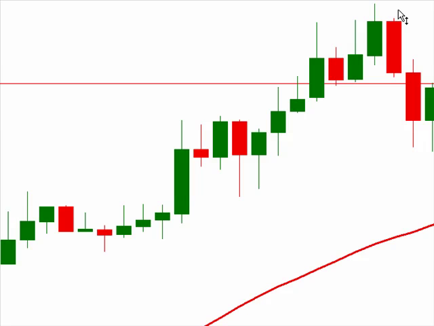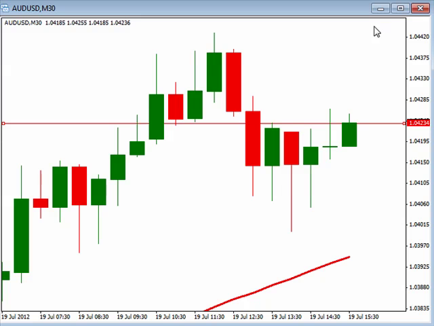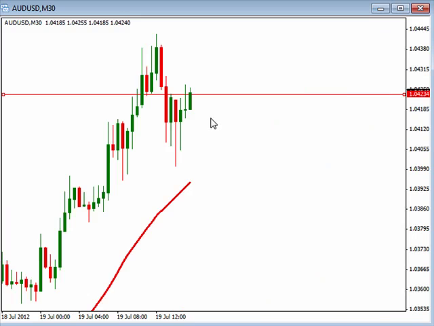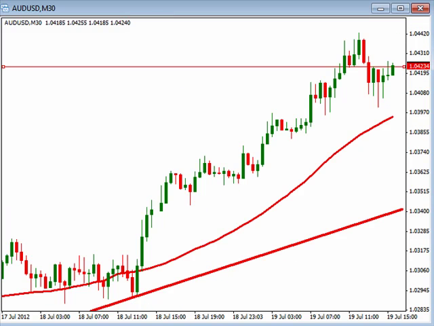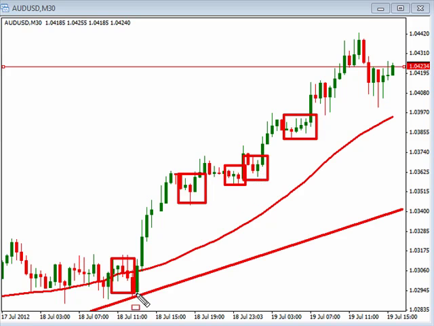Now, as we look back, we can see that there were other areas where we had a little bit of a pullback and then a move back up. Pull back, move back up. Right here, pull back, pull back towards some support.